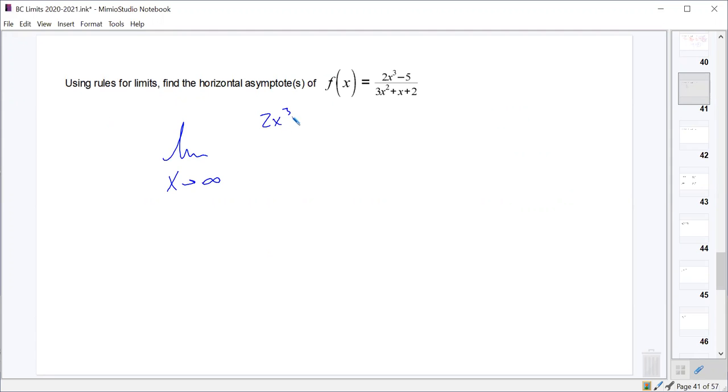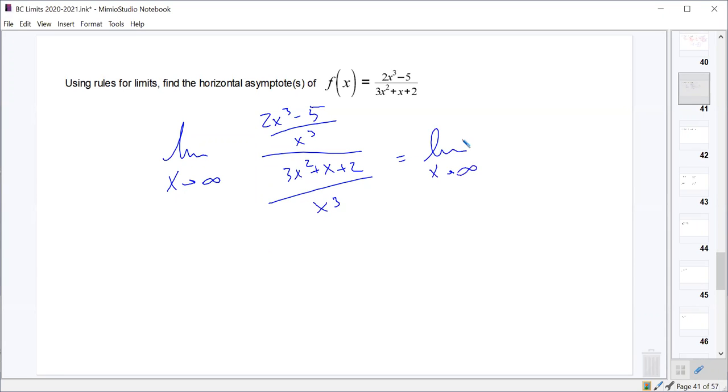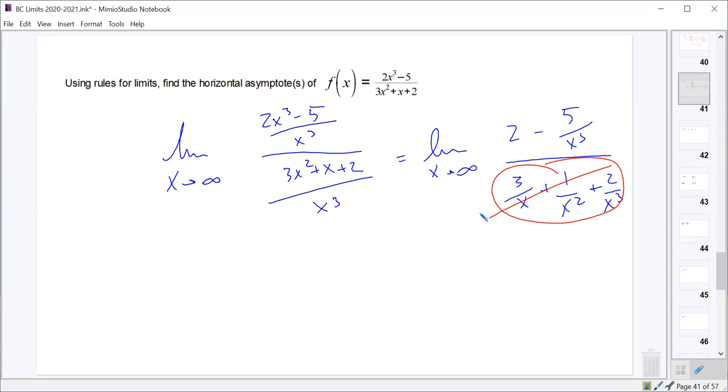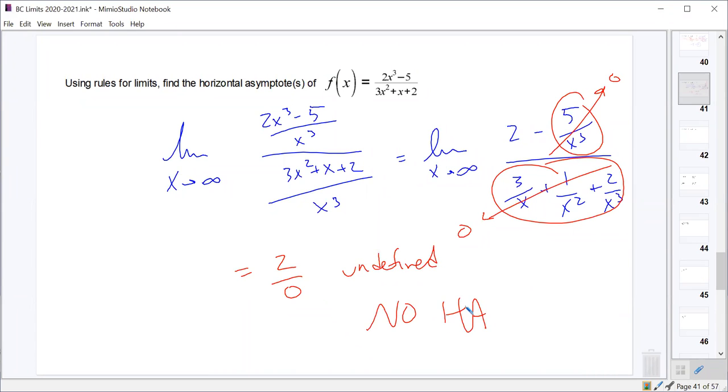We should still be dividing it all by the highest power, which is x cubed. And then this becomes a limit as x approaches infinity of 2 minus 5 over x cubed over 3 over x plus 1 over x squared plus 2 over x cubed. And everything in the denominator is approaching 0. And the 5 over x cubed is approaching 0. So we get 2 over 0, which is undefined and tells us there is no horizontal asymptote in either direction.